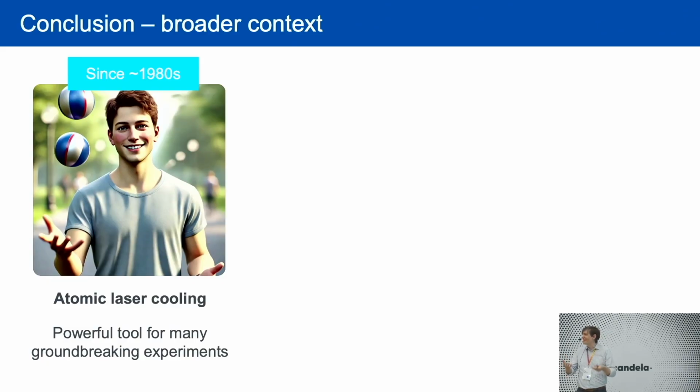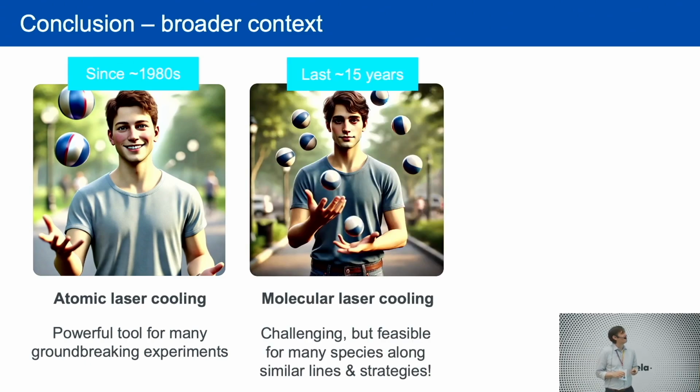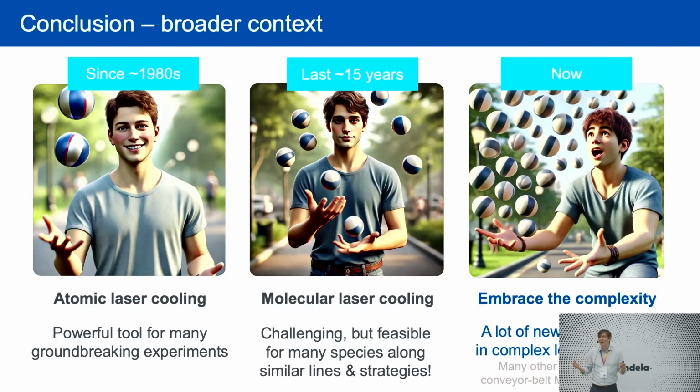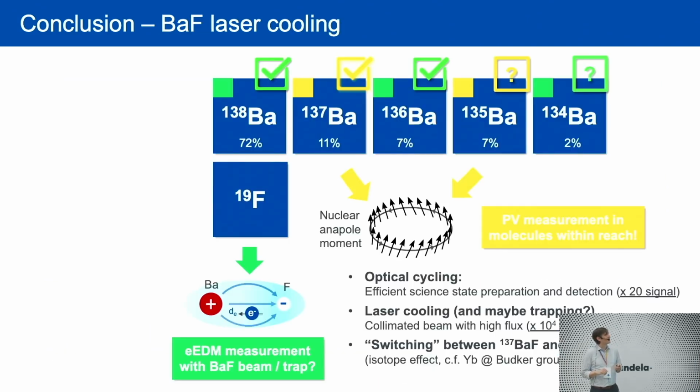So you all know atomic laser cooling, right? Two-level systems, that's a great thing for groundbreaking experiments. I guess molecular laser cooling becomes a little bit more challenging, but it's actually feasible for many species along very similar lines and strategies in principle. But now we really have to embrace the complexity of molecules because it can give us a lot of new tricks. There's new kinds of magneto-optical traps, for instance, that are really much better that you can't do with atoms. Also, the low background detection that you can build here, you cannot easily do this with atoms. So embrace the complexity. So I think I'm going to skip these conclusions.